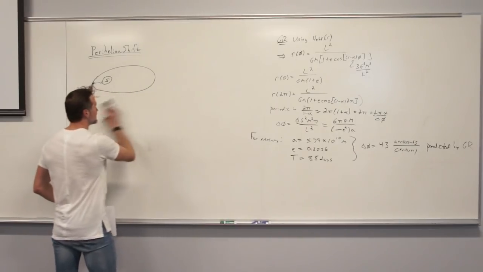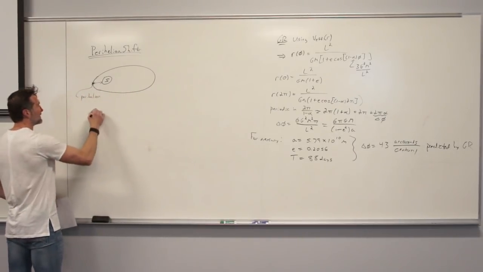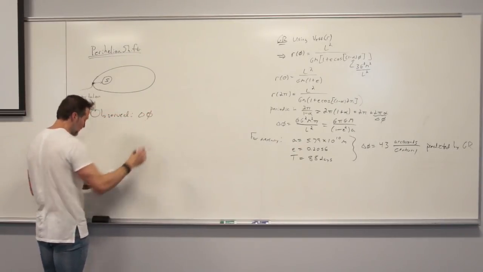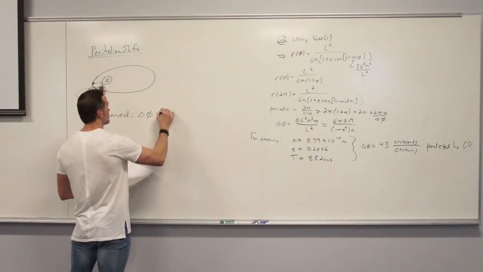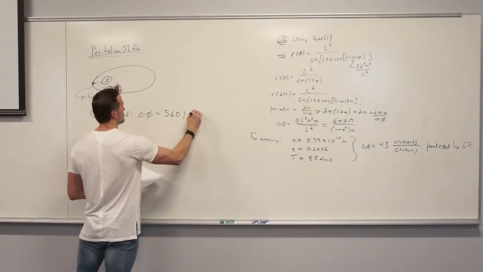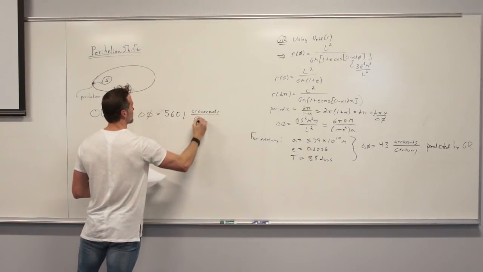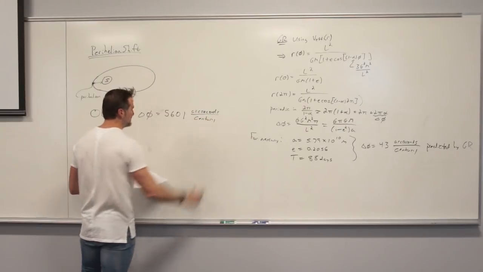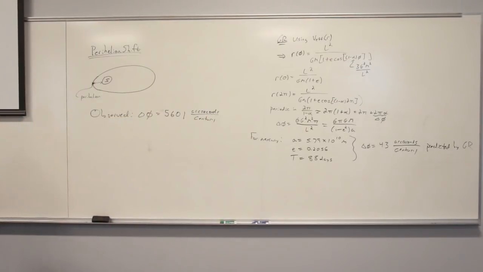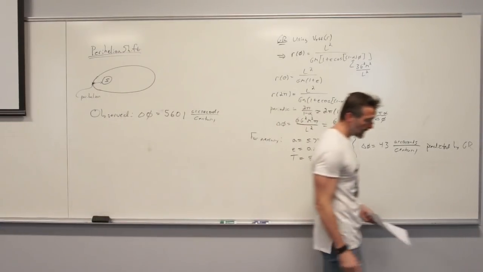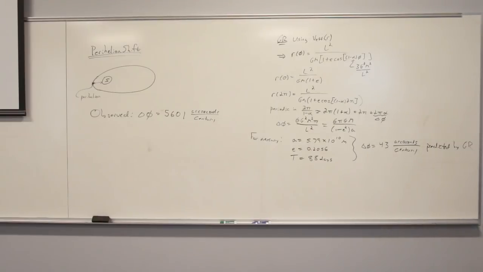Are you tense? You ready? The observed value of the perihelion shift of Mercury is 5,601 arc seconds per century. Huh. We did it. Okay.